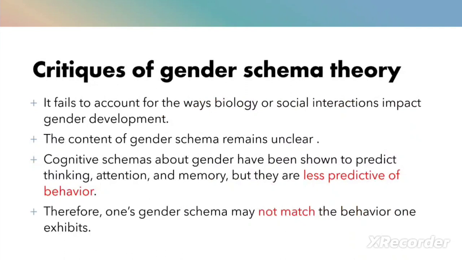So let's see the critics of gender schema theory. It does not take into account the ways biological and social interaction impact gender development, and the content of gender schema remains unclear. Cognitive schemas about gender are shown to predict the thinking, attention, and memory of the individual, but they are less predictive of behavior. So one's gender schema may not match with one's behavior.